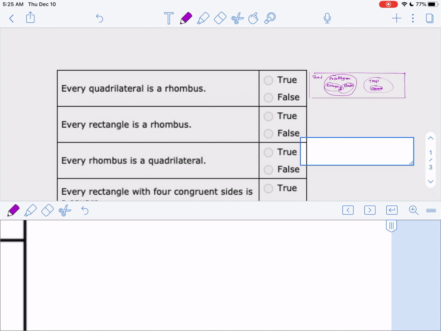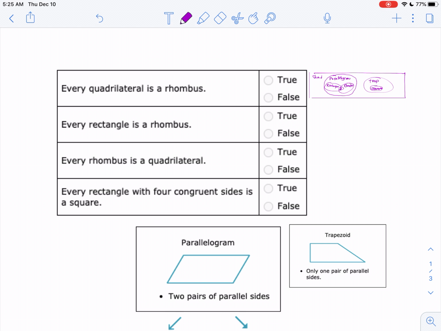Now we can use that Venn diagram to answer our questions. Every quadrilateral is a rhombus. We can see that is definitely not true because here's our quadrilateral. Some of them are rhombuses, but not all of them. So that one would be false. Every rectangle is a rhombus. And once again, that's false. We can see because here's a rectangle. Some of them are rhombuses, but not all of them.